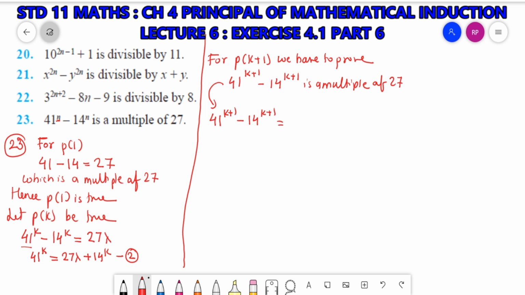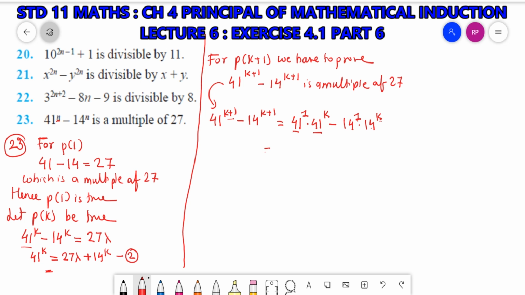So what I will do, I have 41 raised to k, right, from equation 2. So I will separate it. 41 raised to 1 into 41 raised to k minus same thing for 14. 14 raised to 1 into 14 raised to k. See, the base is same, so the power must be added, k plus 1. Here also base is same, so k plus 1.